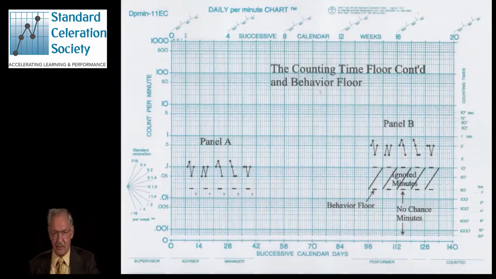Now, there is another kind of floor that some people like to use, and we call that the behavior floor. The counting time floor, the record floor we just described, is limited by the number of minutes we spent recording. The behavior floor is limited by the number of minutes that the behavior can occur. For example, the typical school day is 6 hours long. So the behavior floor would be 1 over 360. The record floor might be 1 over 60.